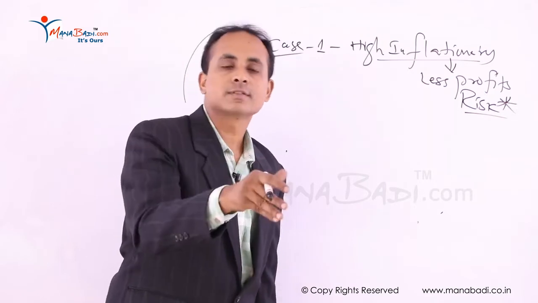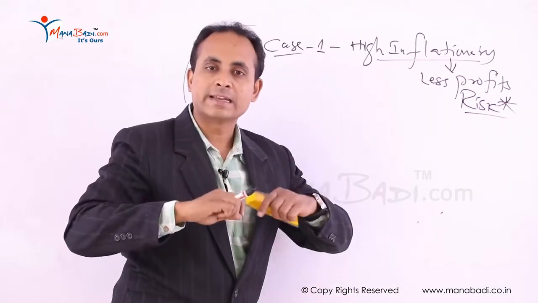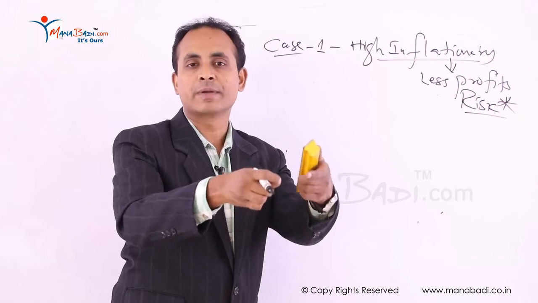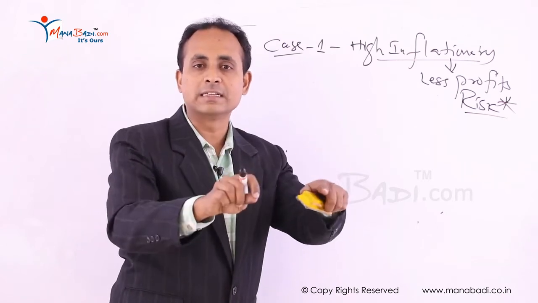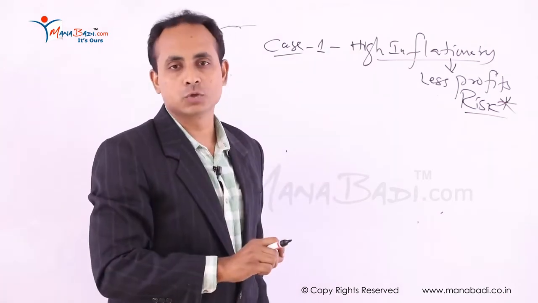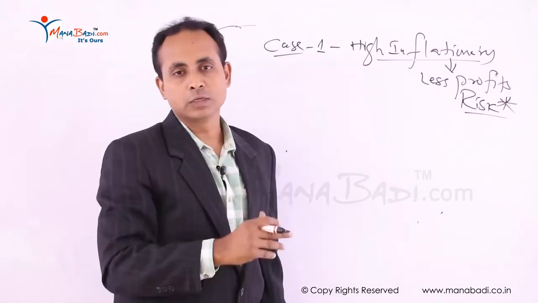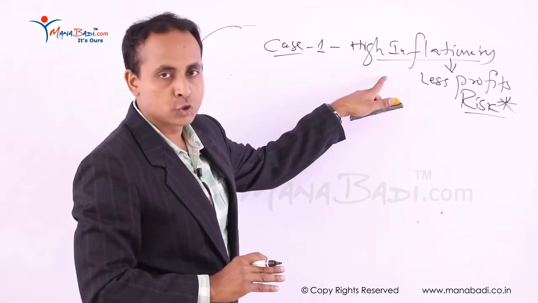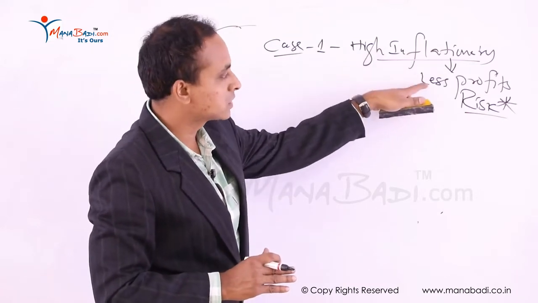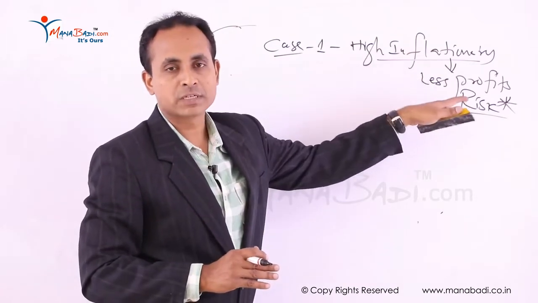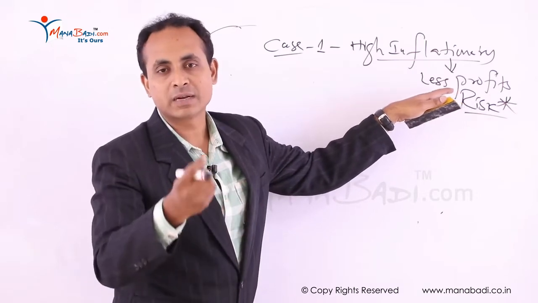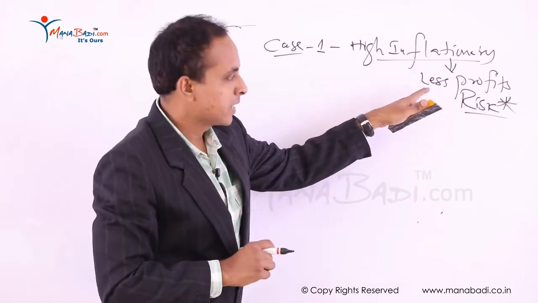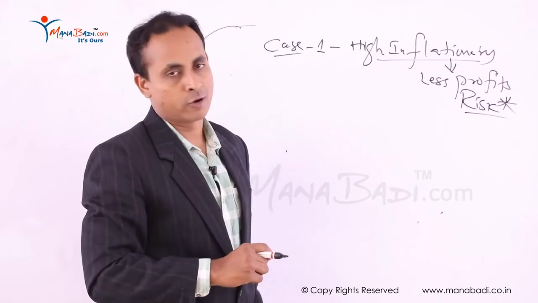In such a situation, if I invested 10 lakh rupees in a tiffin center or breakfast center for manufacturing idlis, definitely it is a foolish attitude. Understand? And I will definitely lose the money. Clear? In case 1, a high inflationary situation is present. In high inflation situations, there are less profit margins for establishments and businesses. And this is a risk condition in the economy.